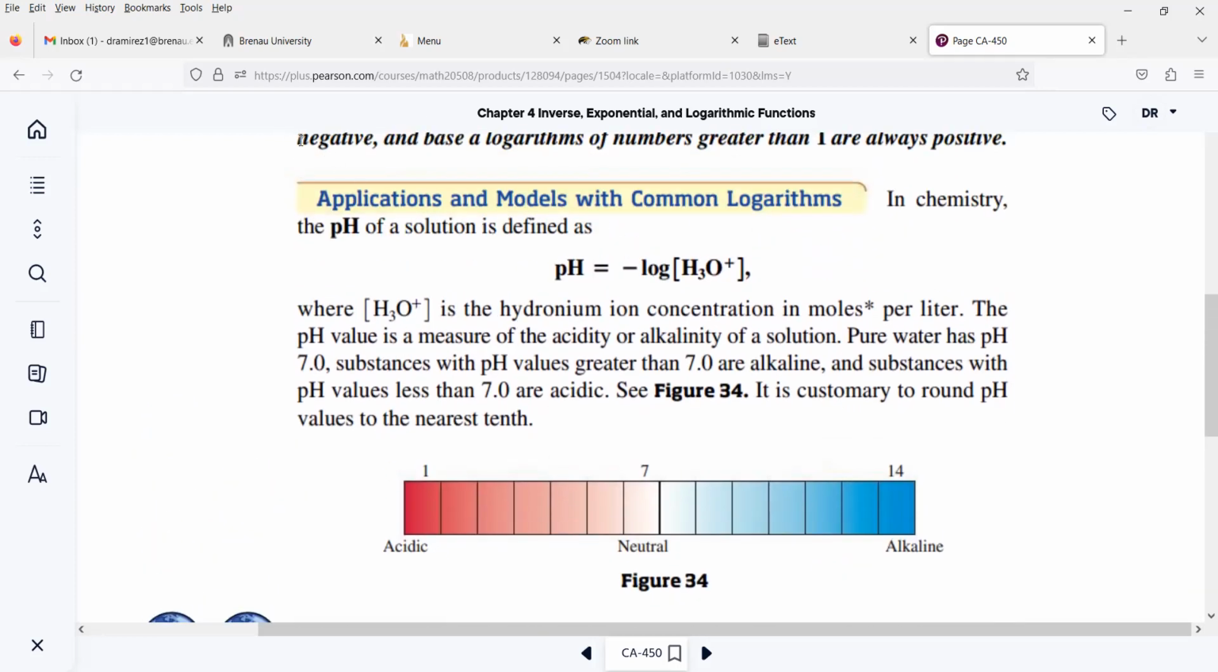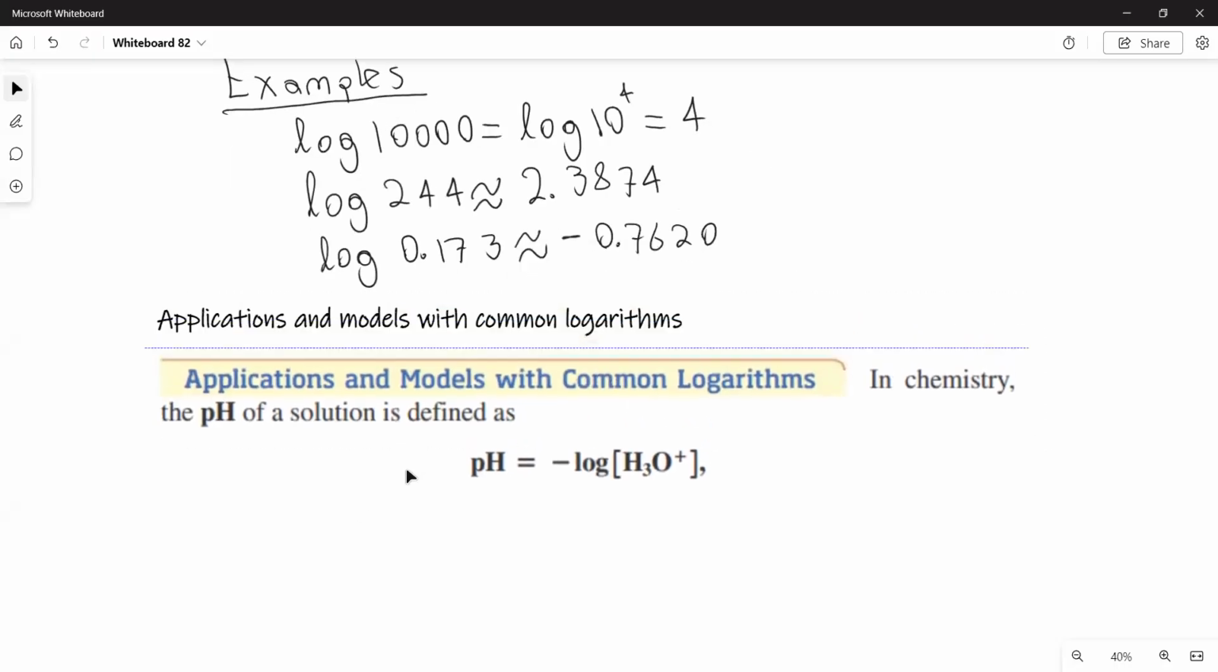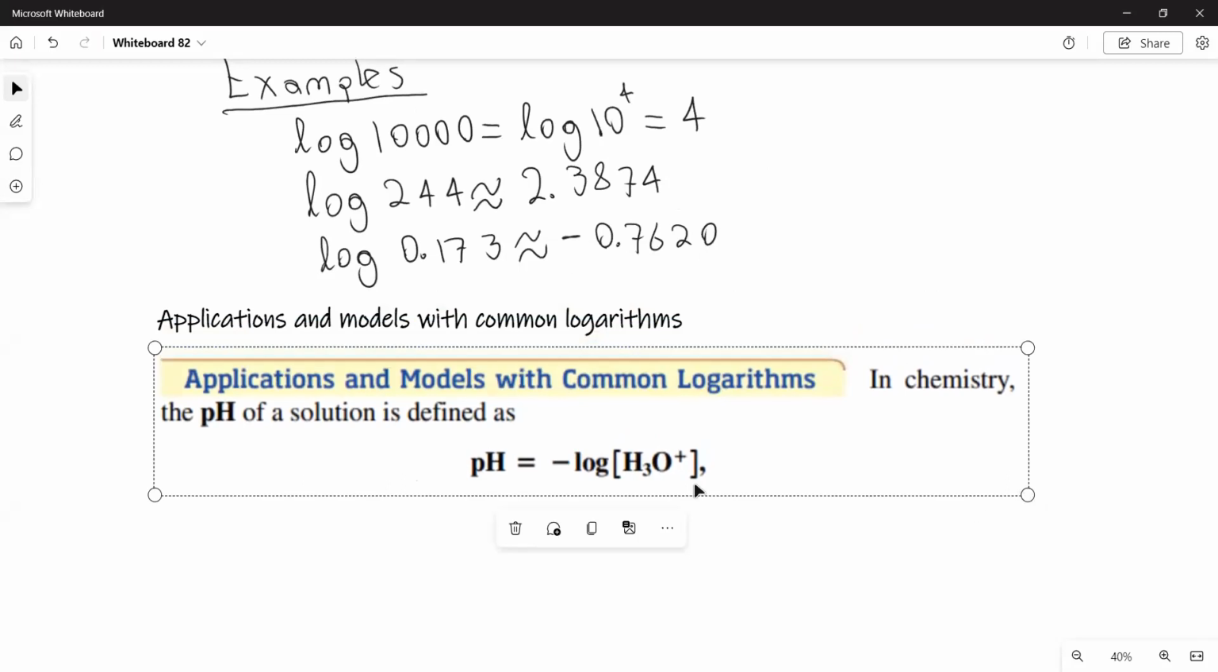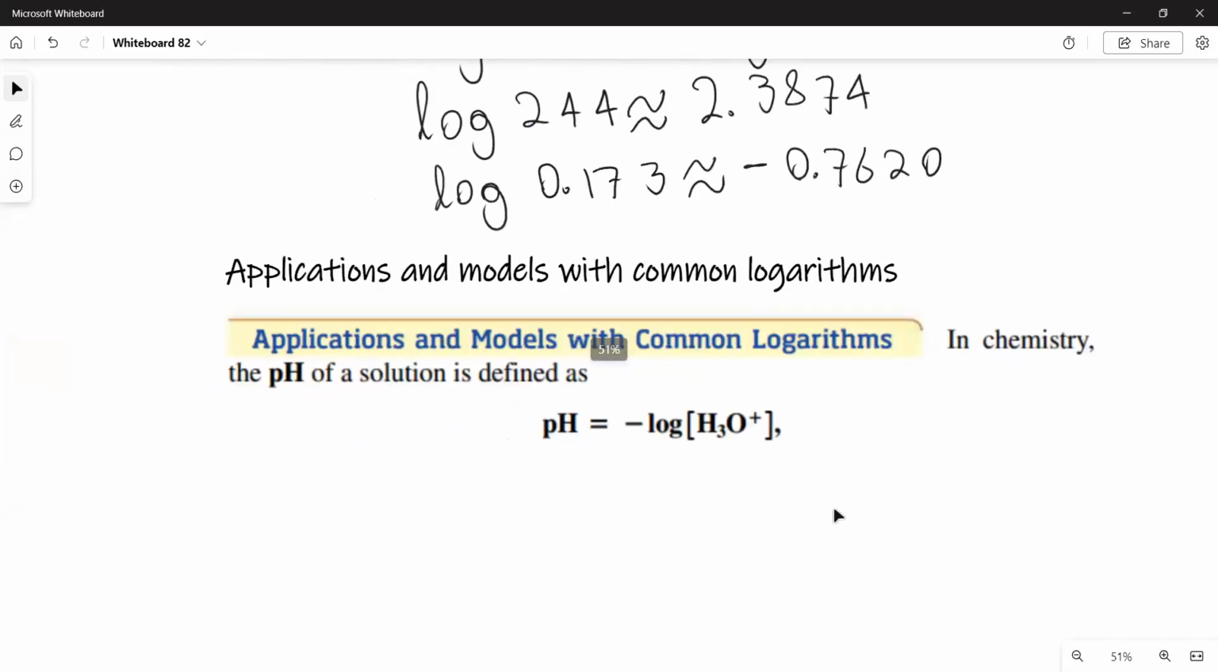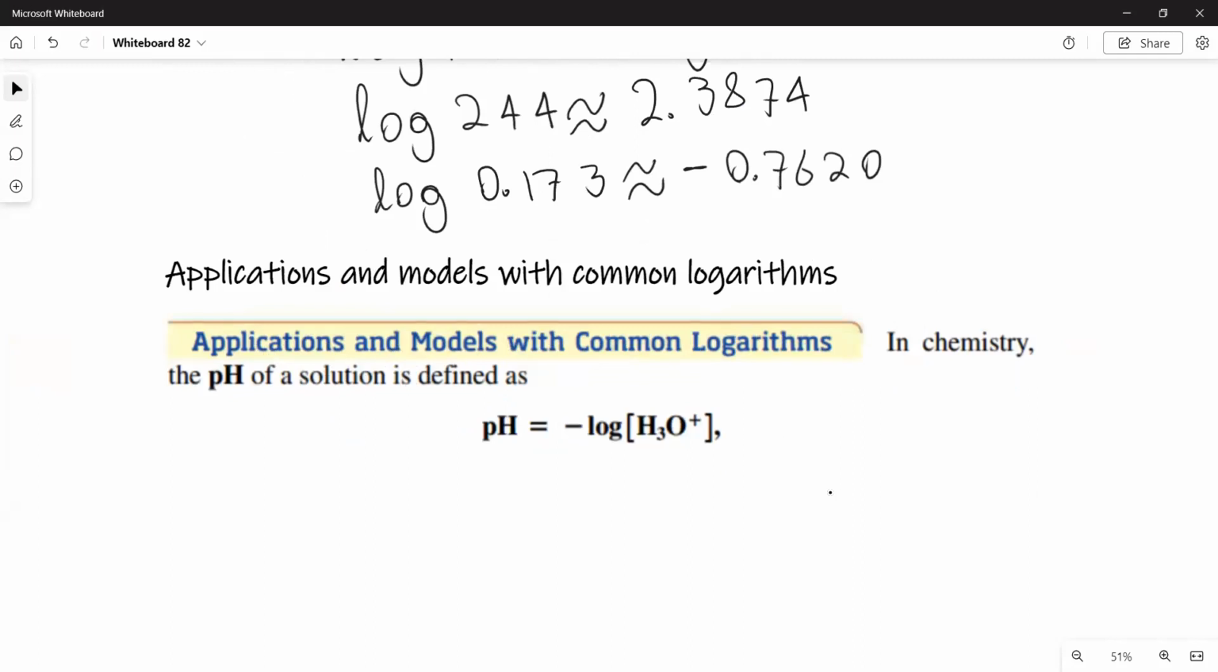Okay, so I'm going to copy this formula, and I'm going to go over example 1. Okay, so let's share the board. That's on page 450. And we're going to use this formula to go over example 2.